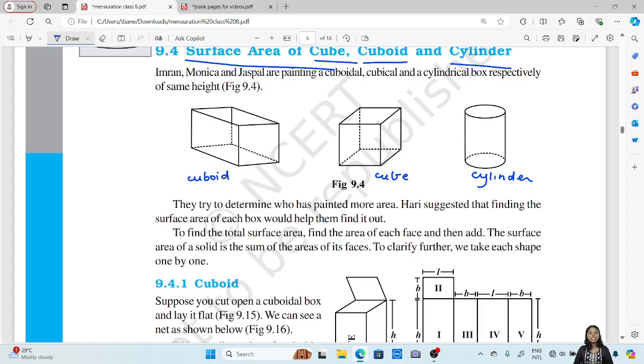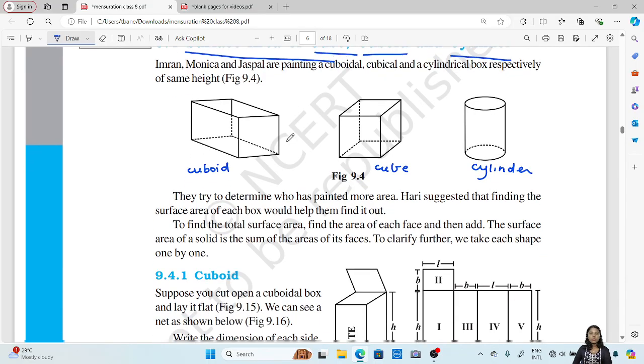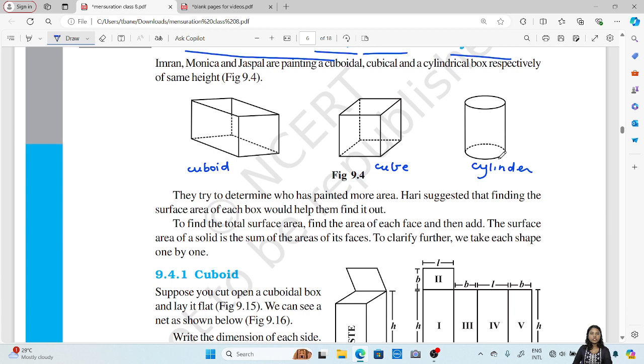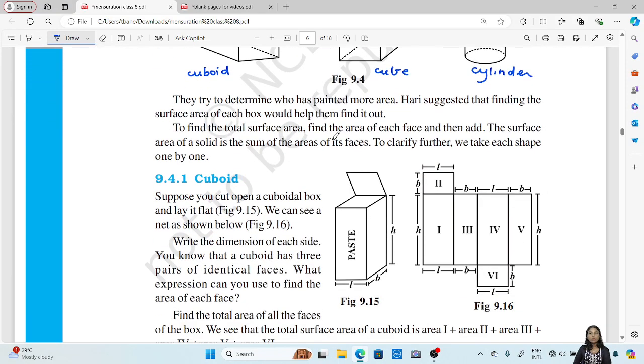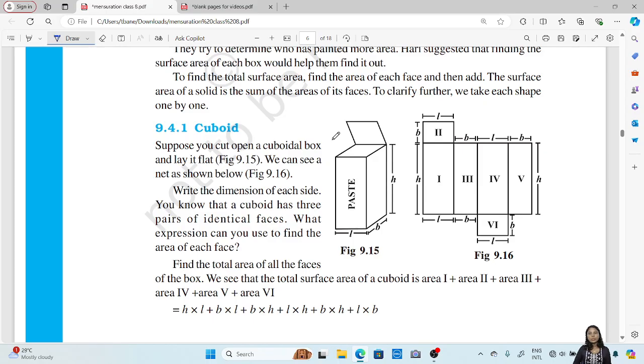So now to see which of the three has more surface, we can determine that by finding the surface area of each of these shapes. Now, how do we do that? First, let's begin with talking about cuboids.